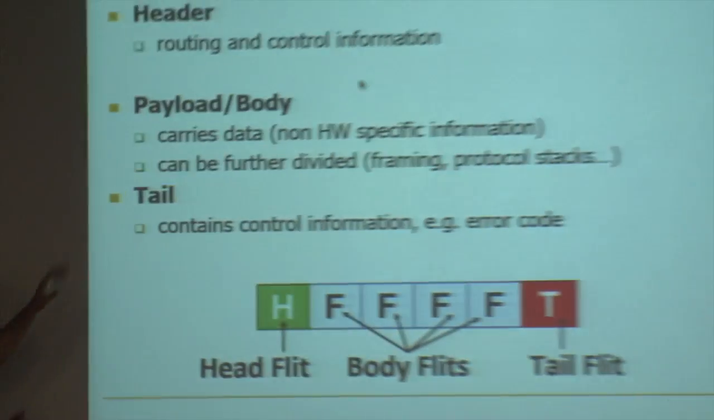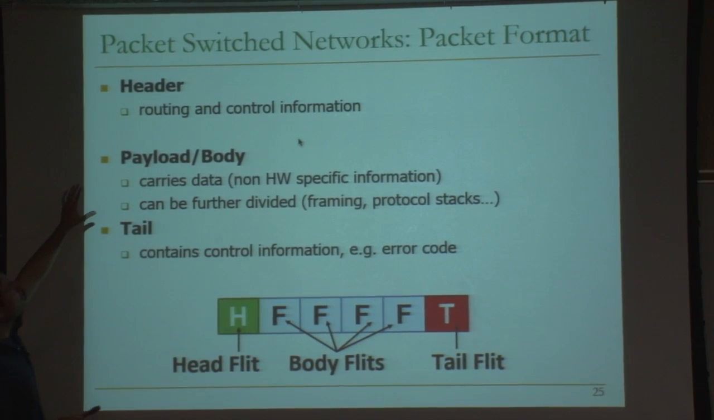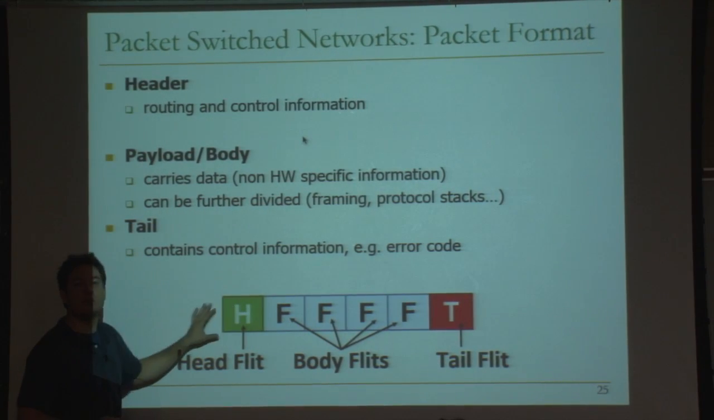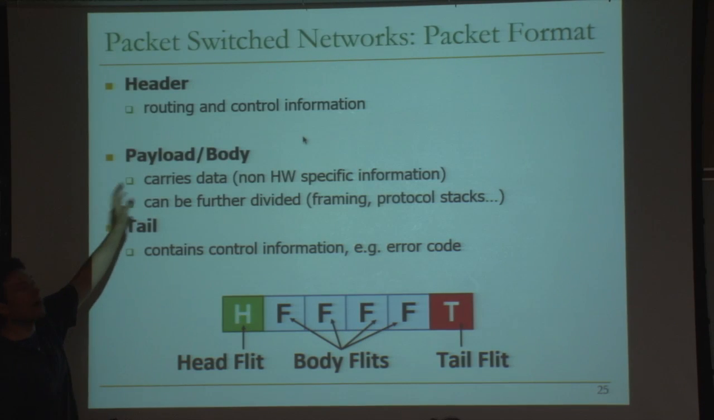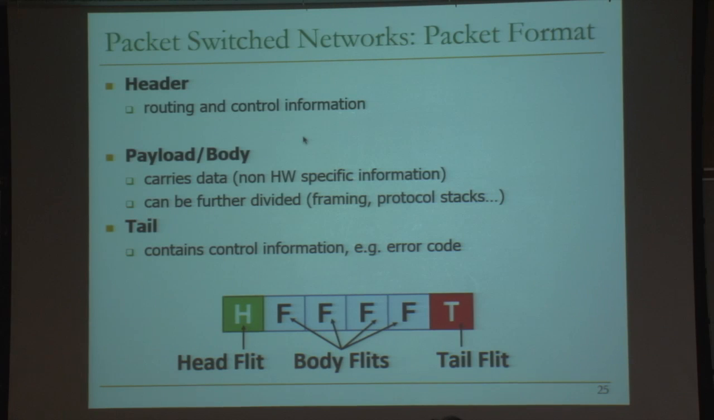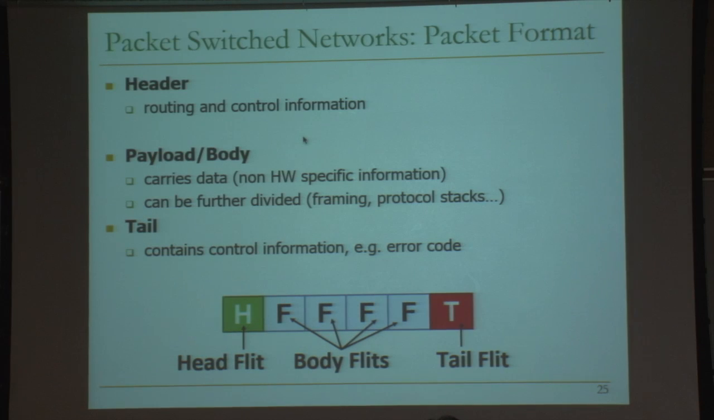The other alternative is packet switched networks, and we're going to take a brief look at a typical packet format. So packets usually consist of a header. This can be, for instance, a single flit, a head flit, that can contain routing and control information. And by the way, do you have any idea why we want to have this information at the head of the packet? So why do we want to have, for instance, the routing information at the beginning of the packet?